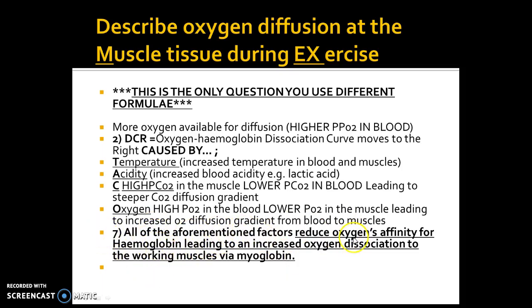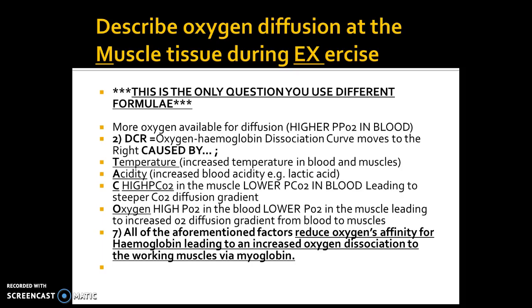So all of the aforementioned factors basically do the following. If you imagine hemoglobin, as I spoke to you before when talking about smoking, hemoglobin is attracted to oxygen. Fact. That's how it's carried around. However, what happens is that hemoglobin can get very quickly attracted to other things.